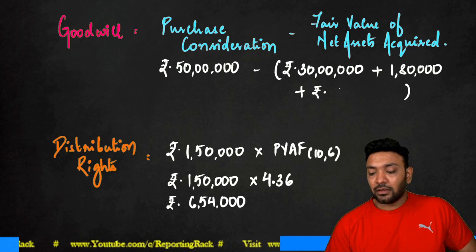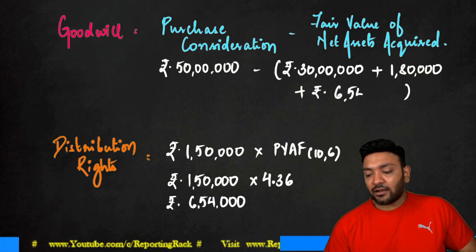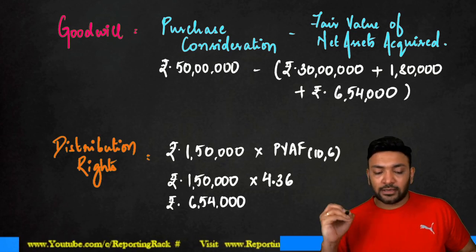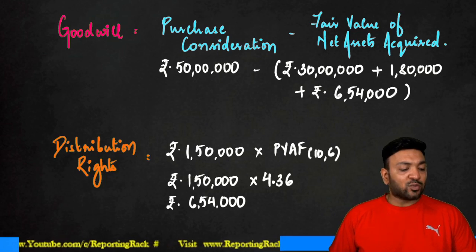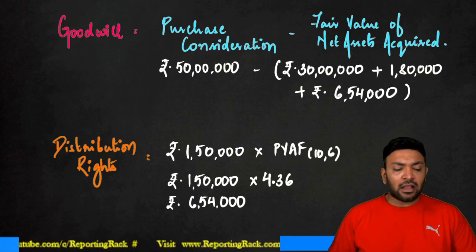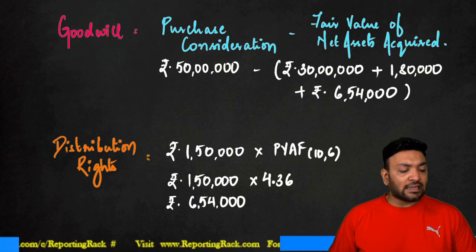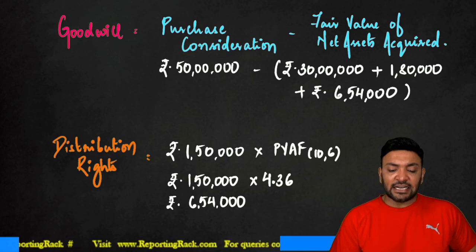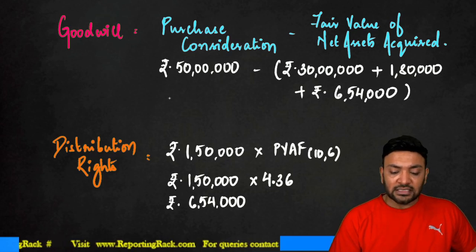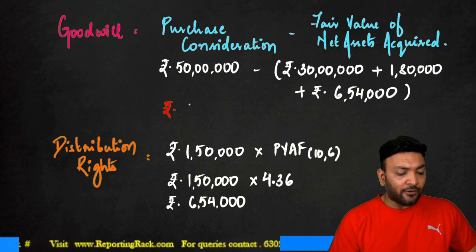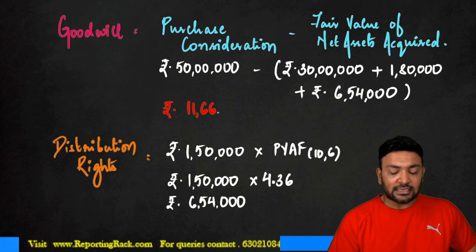6,54,000, plus 1,80,000 being your trademark, plus 30 lakh being your other assets, minus 50 lakhs, which is the amount of purchase consideration. Therefore, the goodwill resulting figure is rupees 11 lakh.